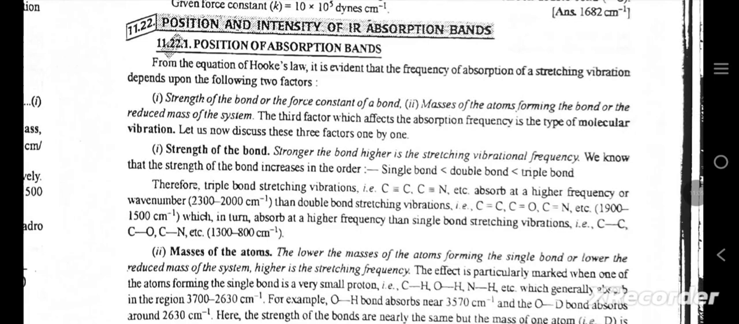Position and intensity of IR absorption bands. Position of absorption bands. From the equation of Hooke's law, it is evident that the frequency of absorption of a stretching vibration depends upon the following two factors: strength of the bond or the force constant of a bond, and masses of the atoms forming the bond or the reduced mass of the system. The third factor which affects the absorption frequency is the type of molecular vibration. Let us now discuss these three factors one by one.